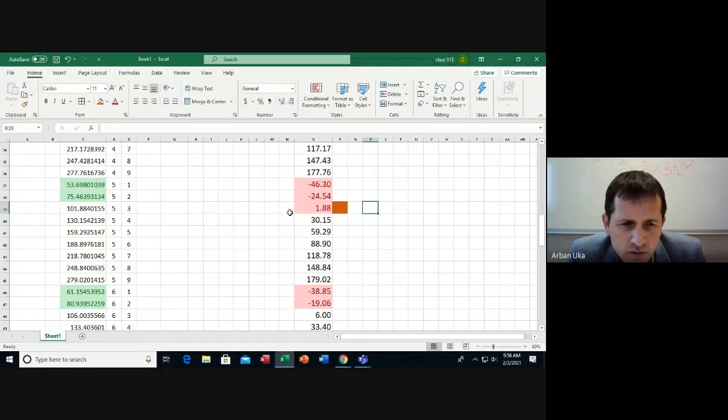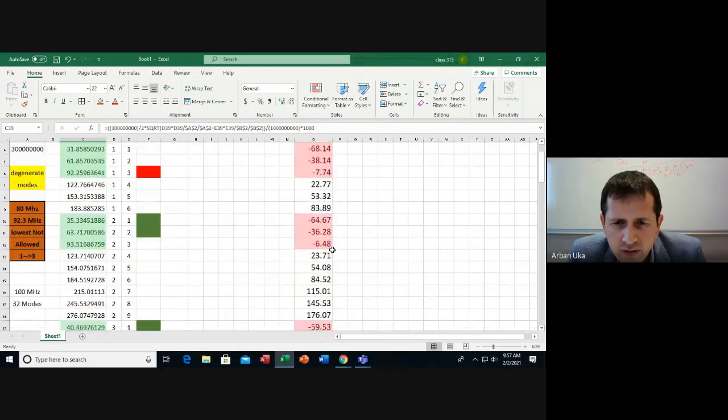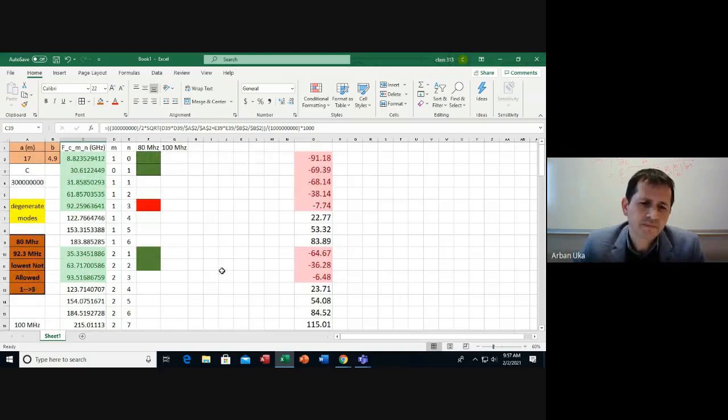These are pretty close. So it looks like the mode 5.3 is the first mode, which is just a little bit above. It's 1 megahertz above the frequency of the original wave. So this mode will be blocked. Apparently this cannot propagate.